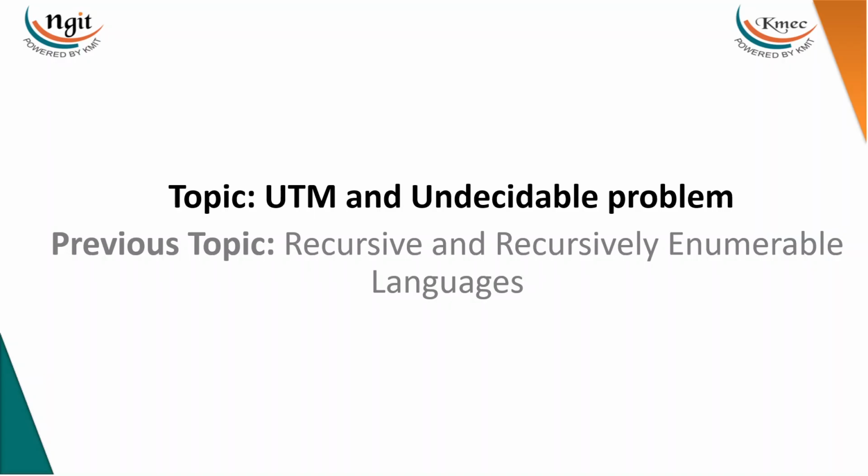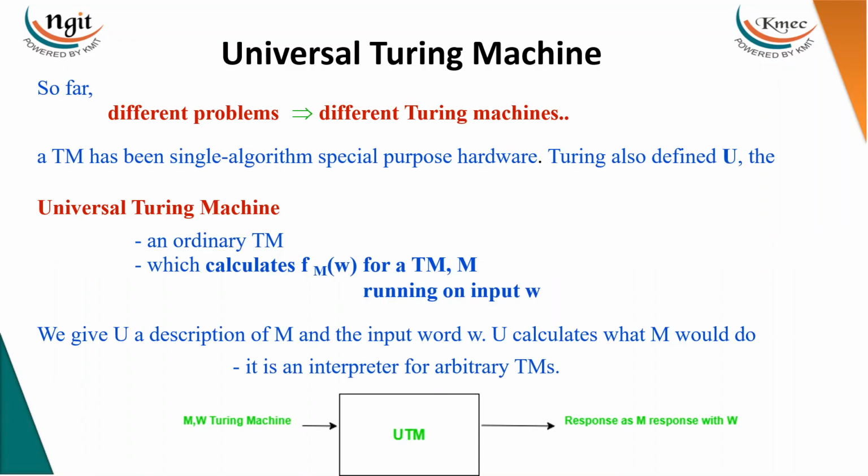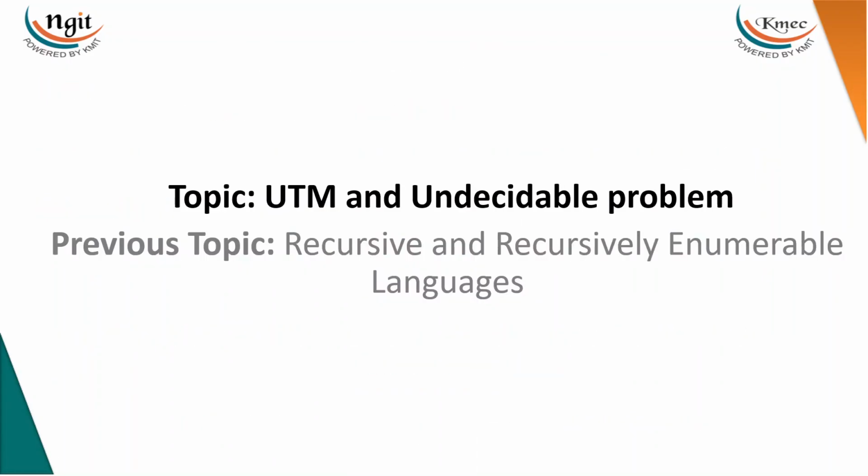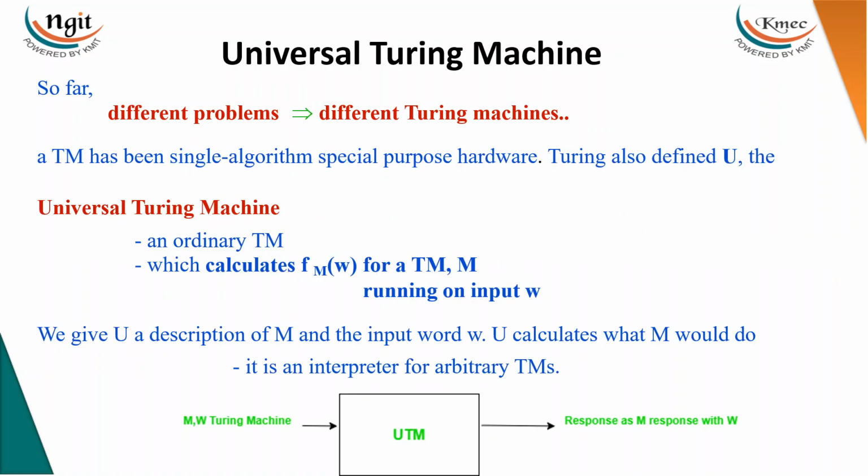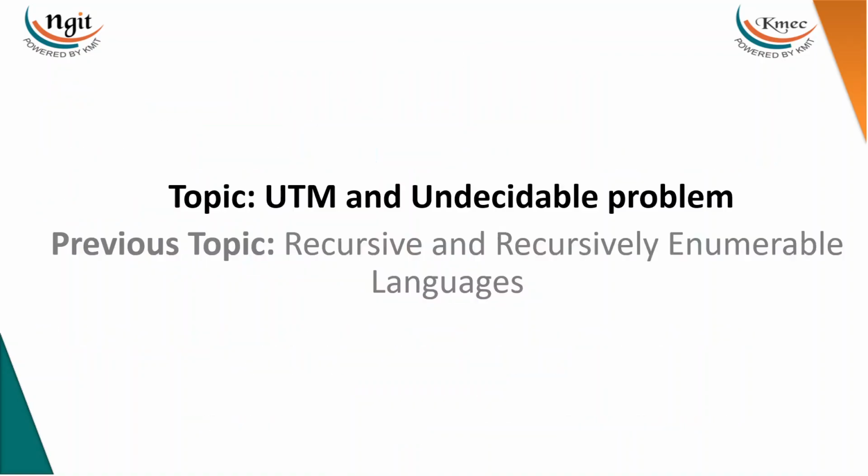Hello students, in this video we'll discuss universal Turing machine and undecidable problems. In the last video we discussed what the languages accepted by the Turing machine are, when we can call it recursive and when recursive enumerable, and how to convert halting to acceptance, all those. Then first we'll come to this.